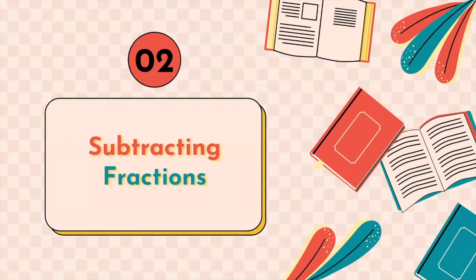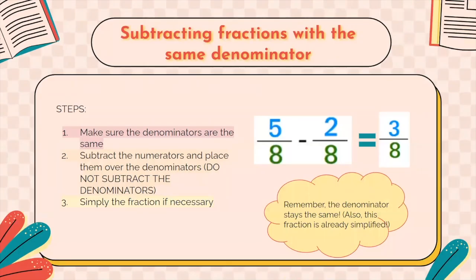Now let's look at subtracting fractions. How do we subtract fractions with the same denominator? First, we make sure that the denominators are the same. Then we subtract the numerators and place them over the denominator. Do not subtract the denominators. Lastly, we simplify the fraction if necessary.